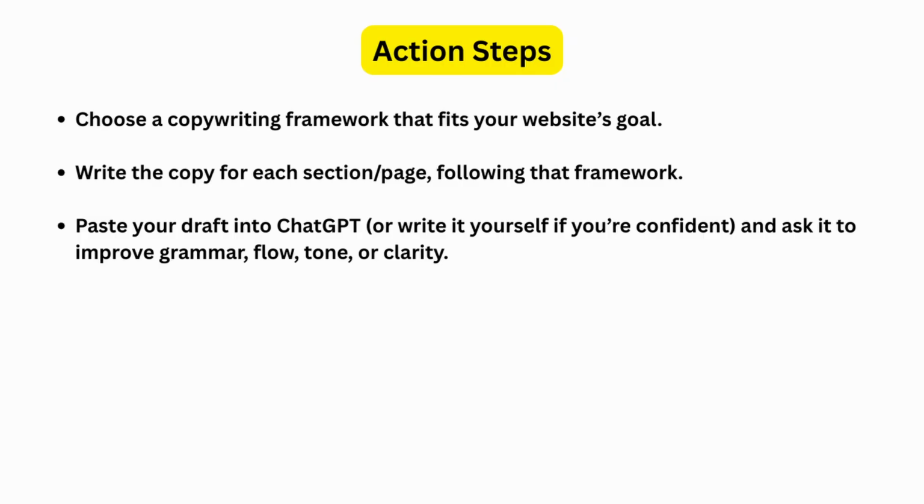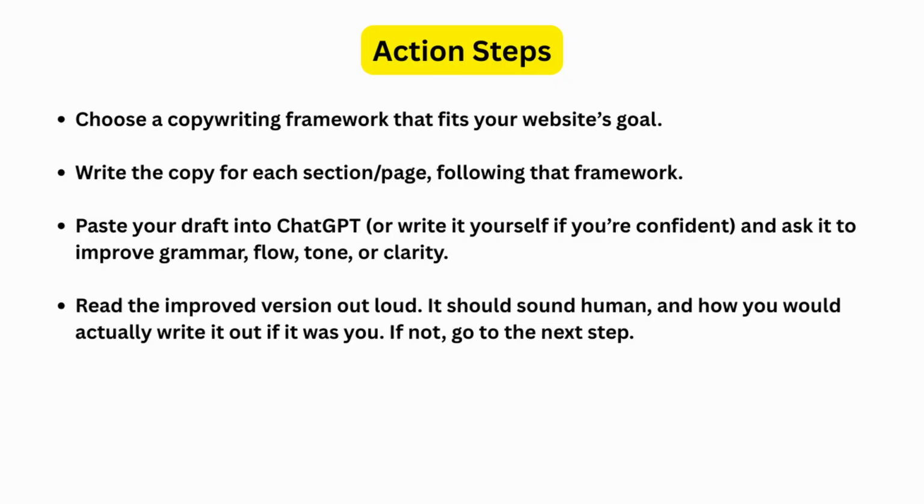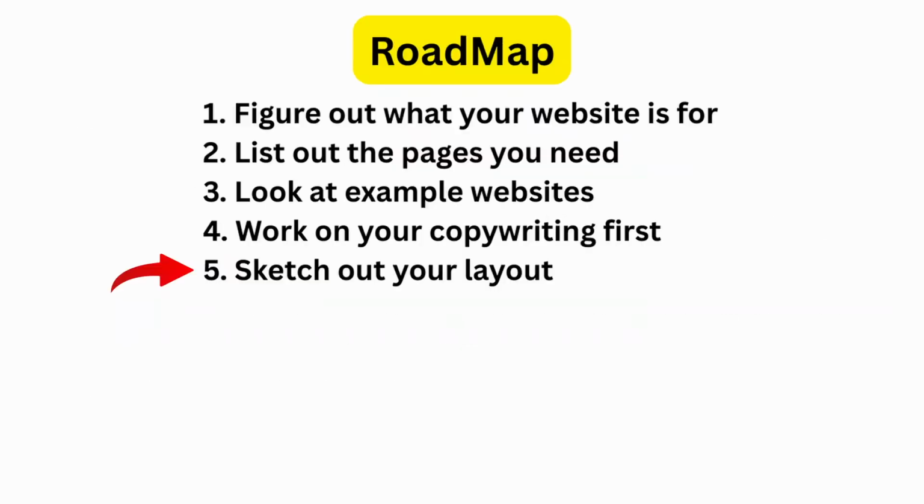Paste your draft into ChatGPT, or write it yourself if you are confident, and ask it to improve grammar, flow, tone, or clarity. Read the improved version out loud. It should sound human and how you would actually write it if it was you. If not, go to the next step. Edit anything that sounds robotic.